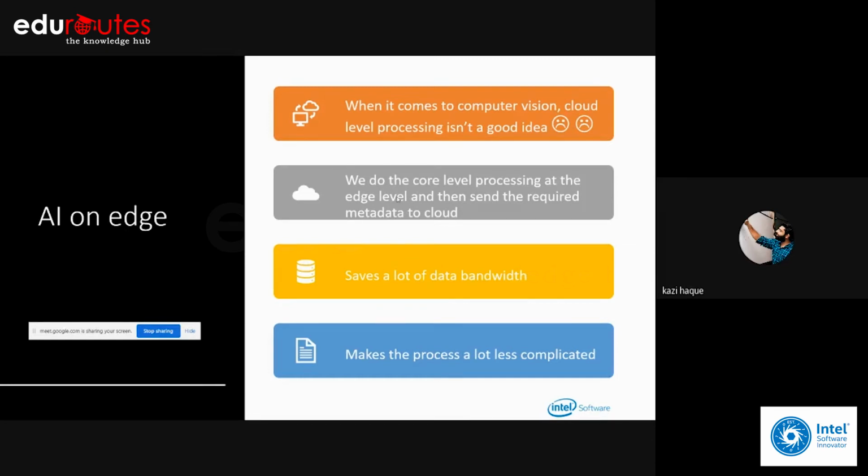It saves a lot of bandwidth. First of all, it saves a lot of cloud cost. It also makes the process a lot less complicated, because if you send all the data to the cloud, you would have to write logic in the cloud to do all the processing. So this is the main advantage of doing some AI analysis at the edge rather than sending all the data. Obviously, there are debates, like we can send all the data. Yes, you can, but depending on the use case, you can take a decision.